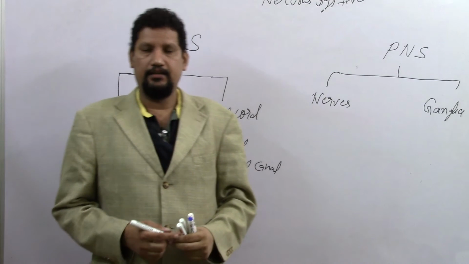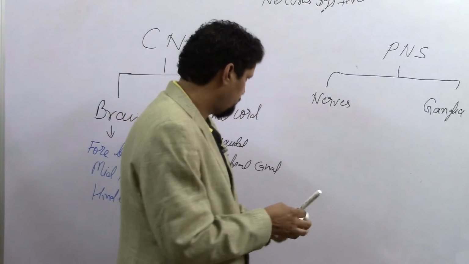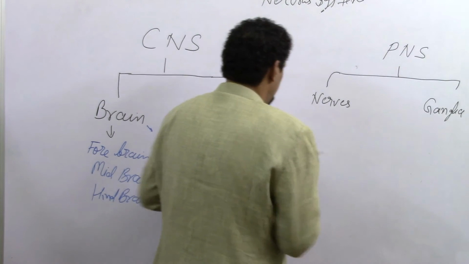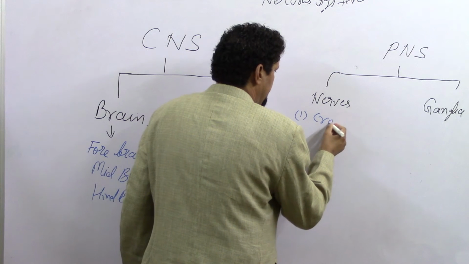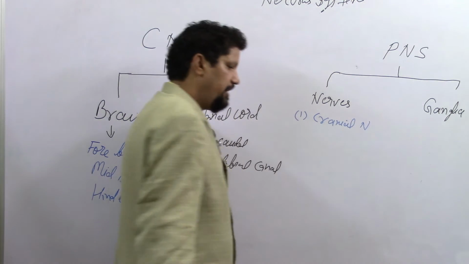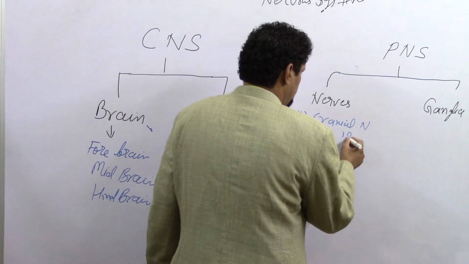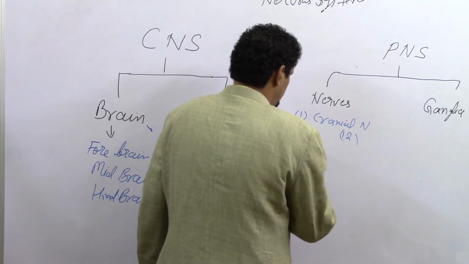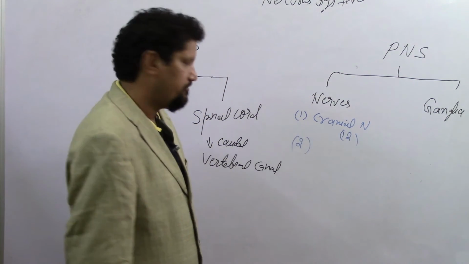Nerves are again of three types. There are cranial nerves, of which there are 12 pairs, and there are spinal nerves.